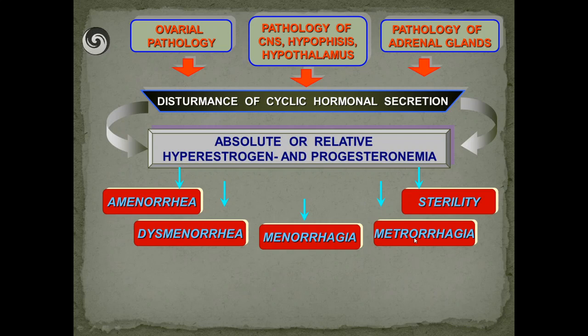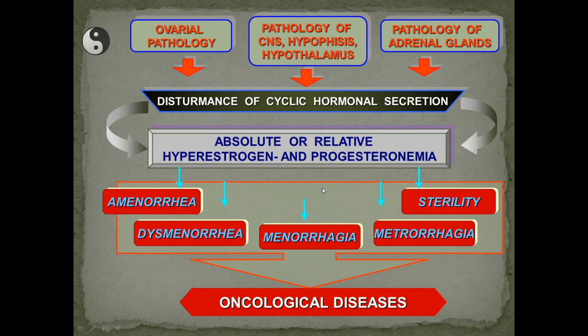Next one, metrorrhagia. Metrorrhagia means presence of bleeding or even uterus hemorrhage not on time of the menstruation phase. So according to the cycle, there is no menstruation, but the woman has a bleeding. And the last one, sterility, I think this is clear.